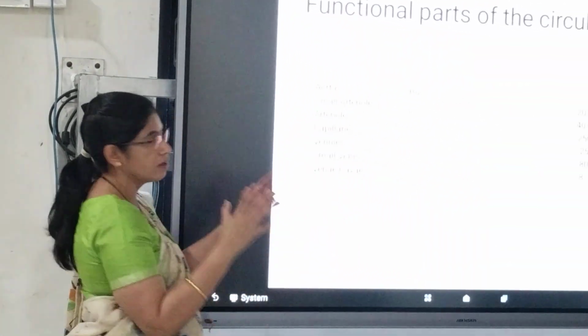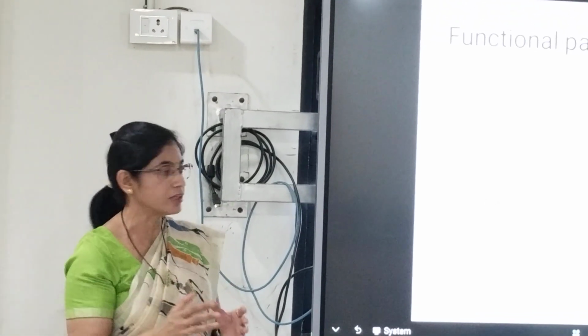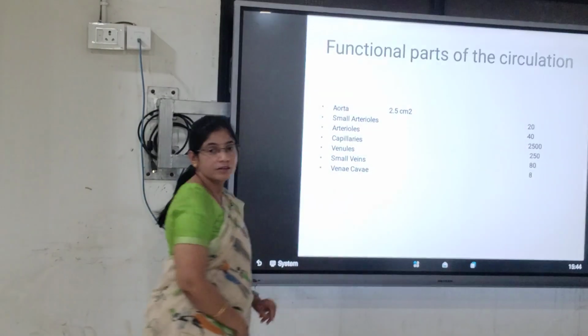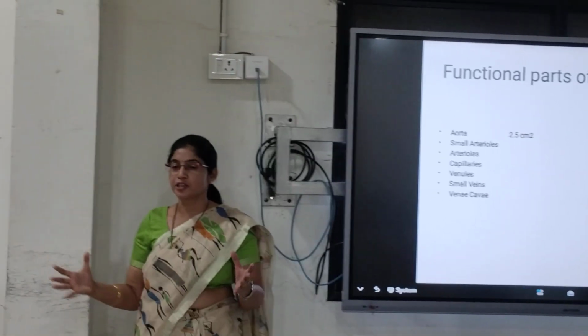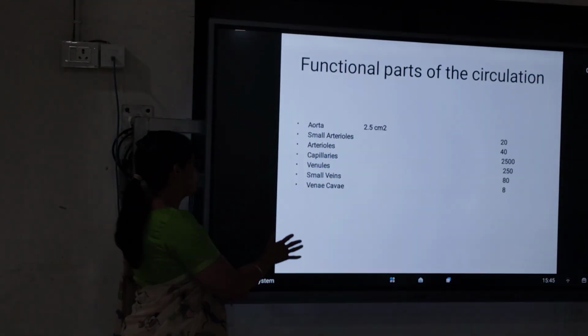Again, you will compare the cross-sectional areas of the aorta and different arteries. You can see the capillary has a very large area, 2500 centimeters square. So a large area is occupied by the capillaries for the exchange of blood as compared to the other vessels.